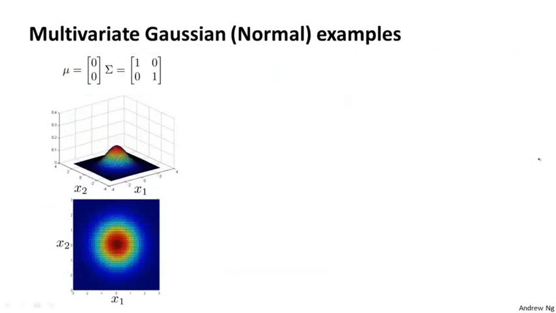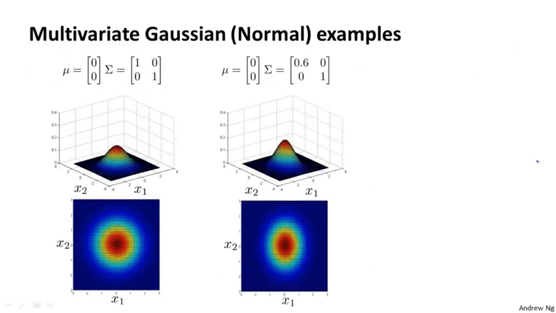Here are a few more examples. Now let's try varying one of the elements of sigma at a time.